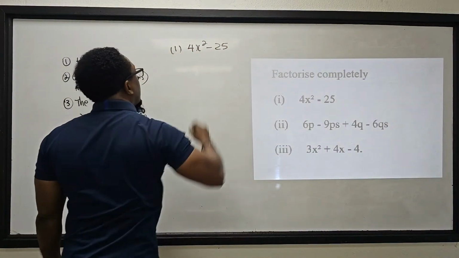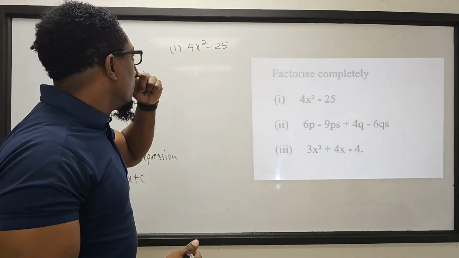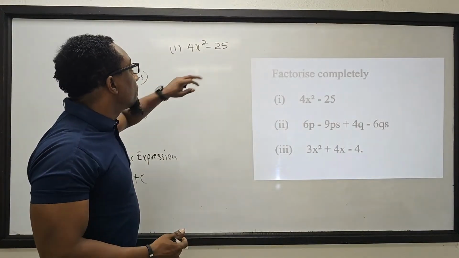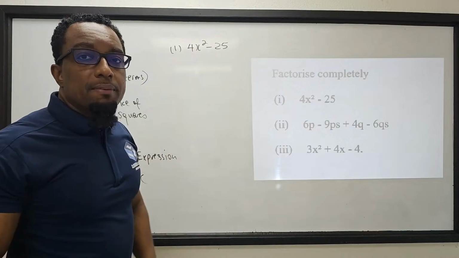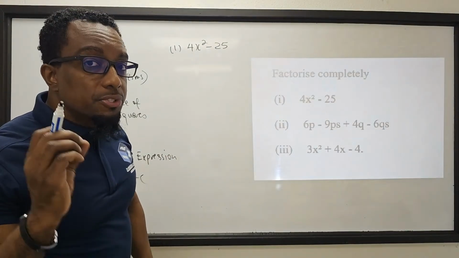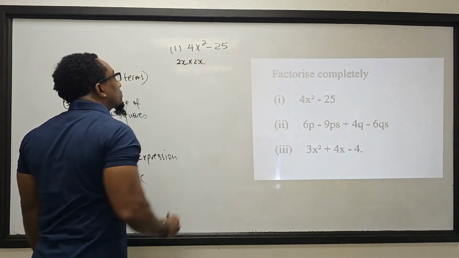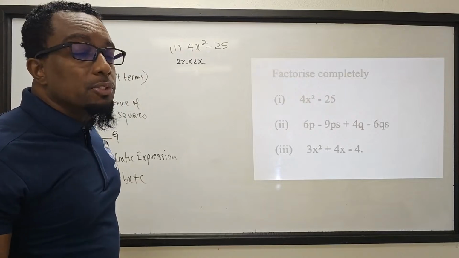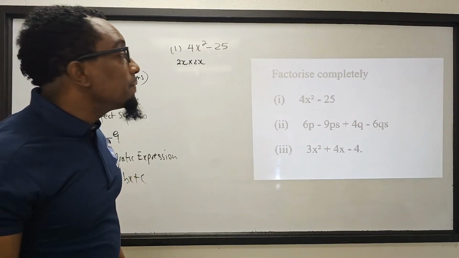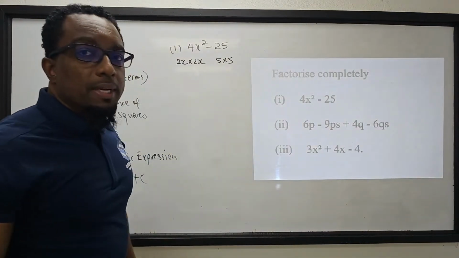4x squared subtract 25. You want to represent that expression as a product of factors. When I look at that, clearly it's a difference, subtraction of 2 perfect squares. So I can represent 4x squared as a product of the same factor, which is 2x by 2x. A product of the same factor will give you 4x squared. I can represent 25 as a product of the same factor, 5 by 5 will give me 25.